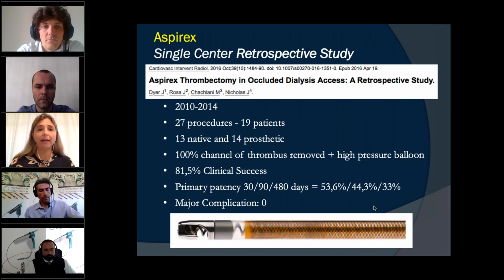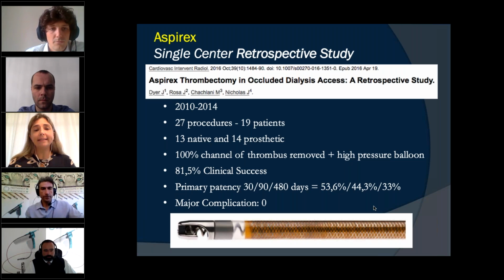There are two main papers on Aspirex and Rotarex for mechanical debulking of fistulas. This is the Aspirex, a single center retrospective study with 13 native fistulas and 14 prosthetic fistulas. It showed 100% channel of thrombus removed, associated with high pressure balloon for culprit lesion treatment, with an 81% clinical success, primary patency at 1 month of 53%, and at 4 years of 33%, with no major complication.